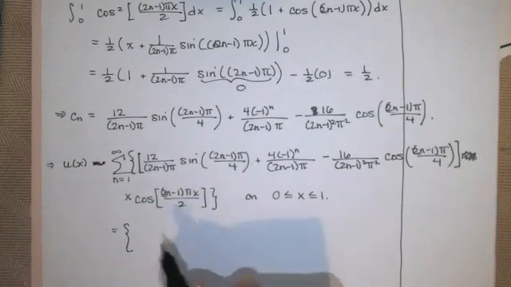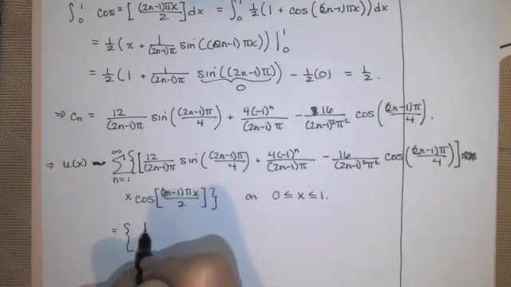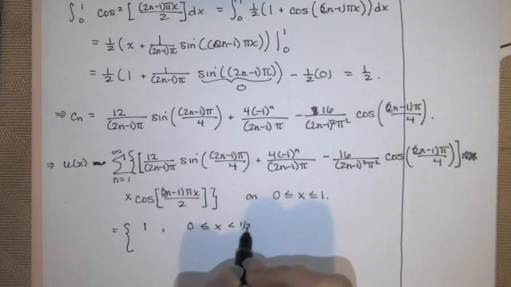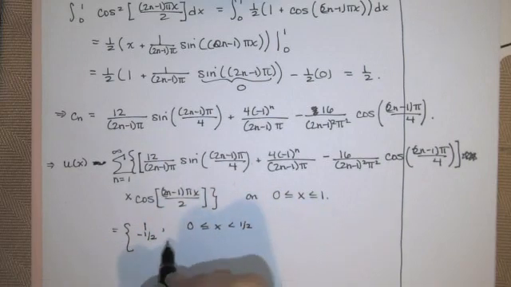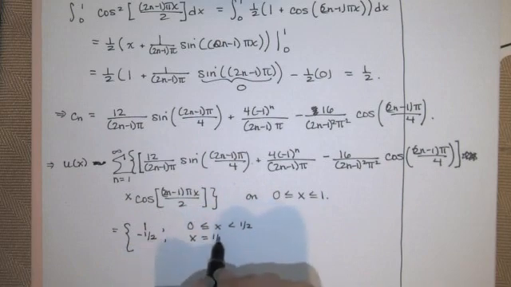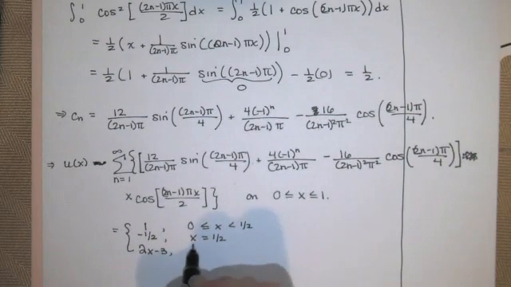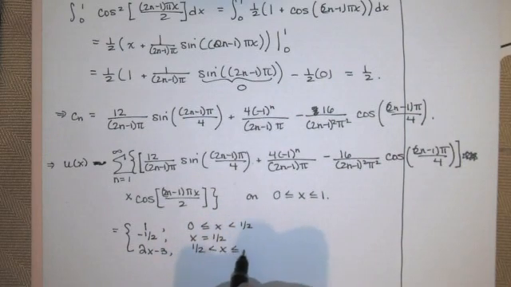You could write it down this way. You could say it is equal to 1 when x is between 0 and 1/2. We're going to get negative 1/2 at x equals 1/2. And then we'll have 2x minus 3 when x is between 1/2 and 1.